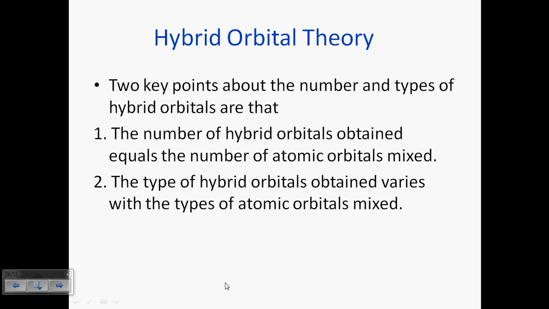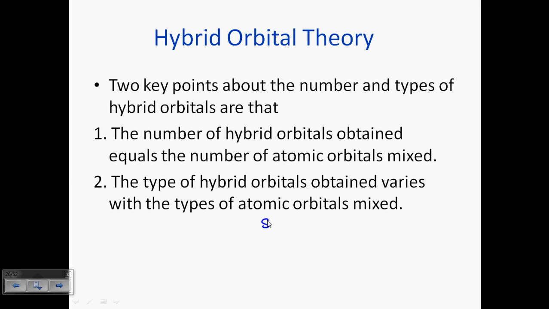Now, hybrid orbital theory has two main key points. The first key point is that the number of hybrid orbitals obtained by mixing of atomic orbitals is the same as the number of orbitals mixed. So if you mix two atomic orbitals, one s and one p, you will get two hybrid orbitals. The second is the type of hybrid orbitals, or their nature. What would their shape be? What would their characteristic be? That depends on how many and what type of atomic orbitals are being mixed.